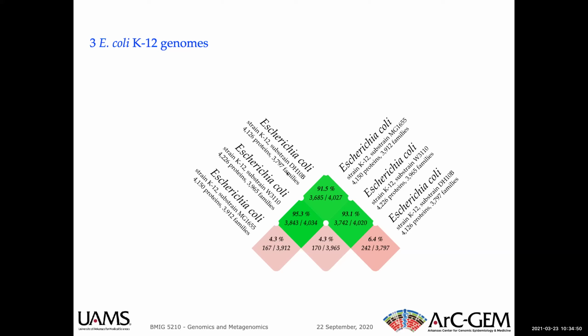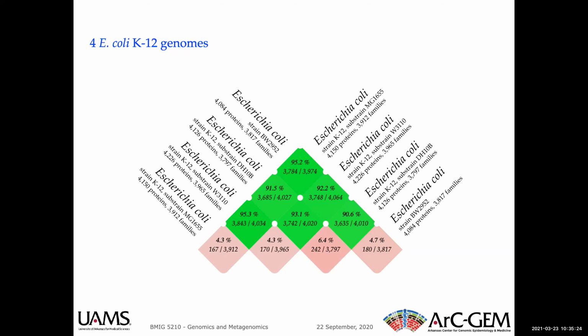So you have 3797 families. This one has 3,912 families. Combined together, they have 4,027 unique families, of which 3,685 are in both. So it's 90%. Now you don't need to do the whole matrix, because it's going to be symmetrical since you're comparing both ways. So you only do half the matrix, if you will. And so this is a way of looking. Now, these are all E. coli. They're 90% identical. And then you have some internal homologs, which are down here.